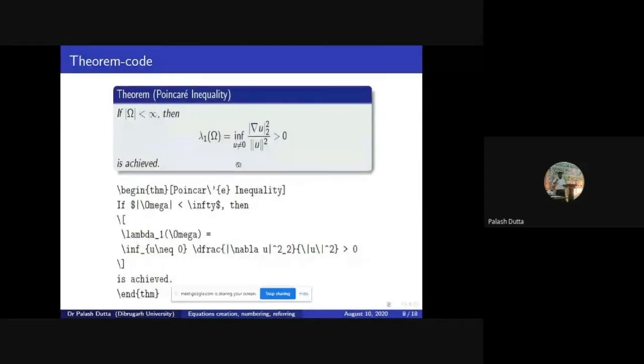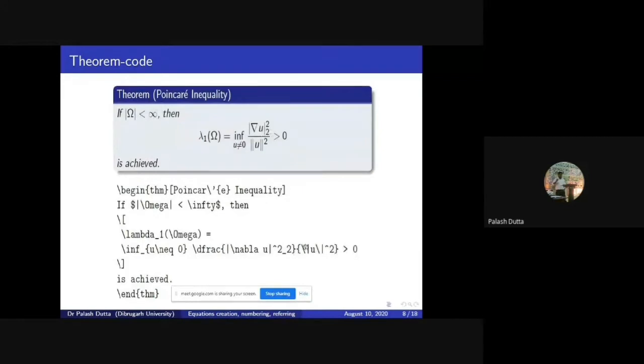So \lambda_1 means lambda 1, then omega equals \inf of u not equal to 0. See, u in H, any u not equal to 0, then \dfrac of the norm of nabla u squared, which will give you this expression. And this 2 means subscript 2.